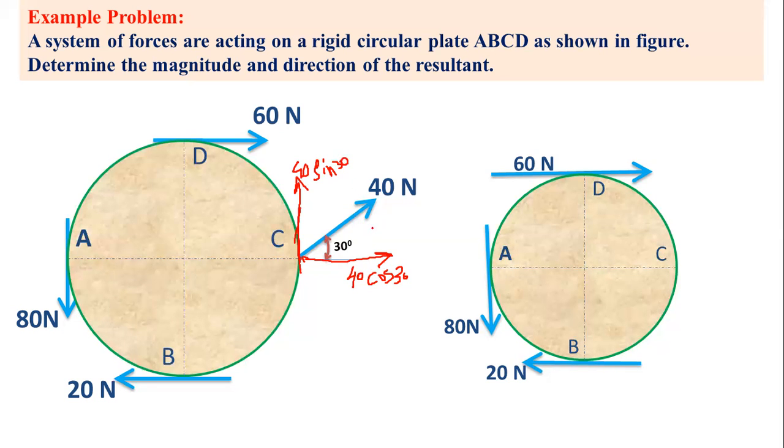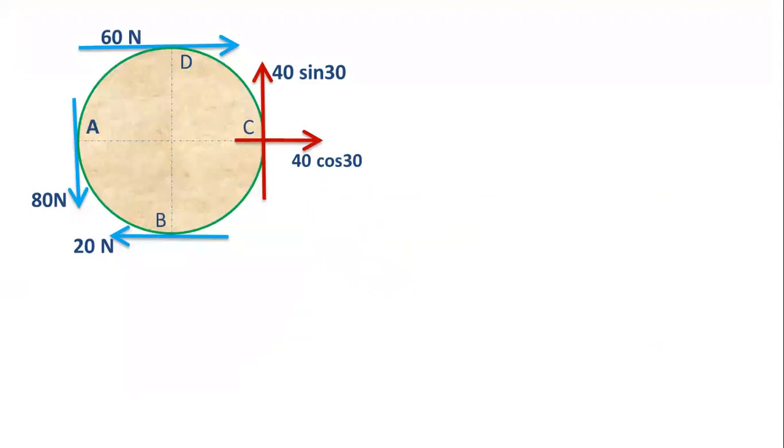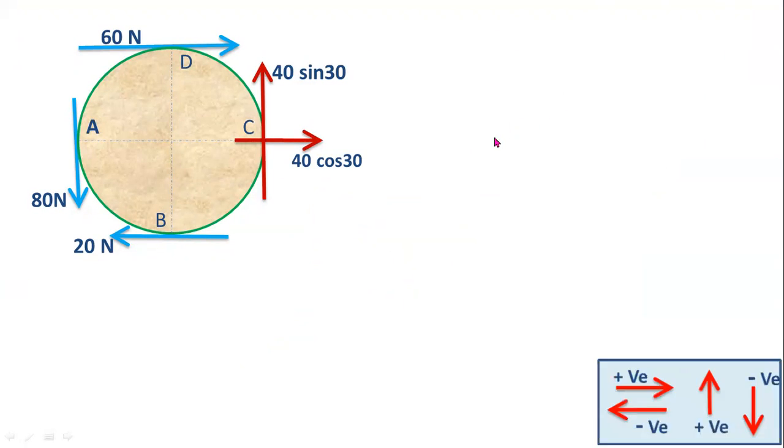Okay, so now I am drawing these two forces at point C. 40 cos 30, 40 sin 30. I converted this inclined force into horizontal and vertical forces. Now you have to add all horizontal forces and vertical forces.